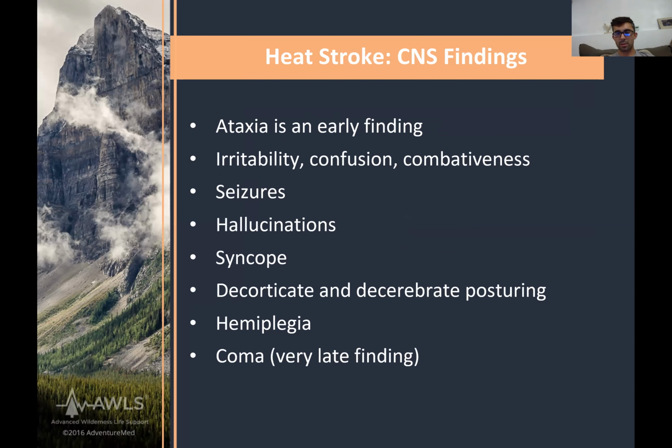So more findings, particularly for heat stroke: ataxia is a very early finding, mostly because the cerebellum is the most prone part of the brain to heat illness. The patient will become irritable, confused, combative. They can develop hallucinations, seizures, syncope, but more like recurrent syncope or prolonged loss of consciousness. They can develop hemiplegia, decorticate or decerebrate posturing, and coma, which is a late finding.